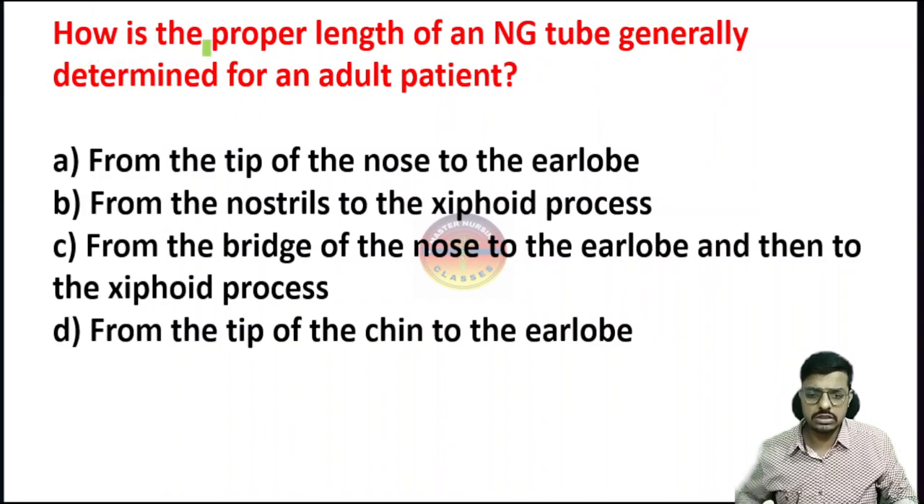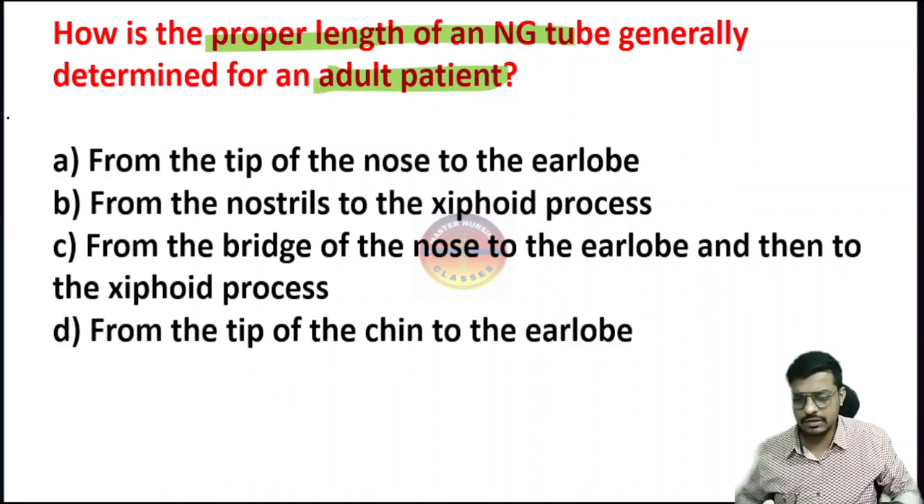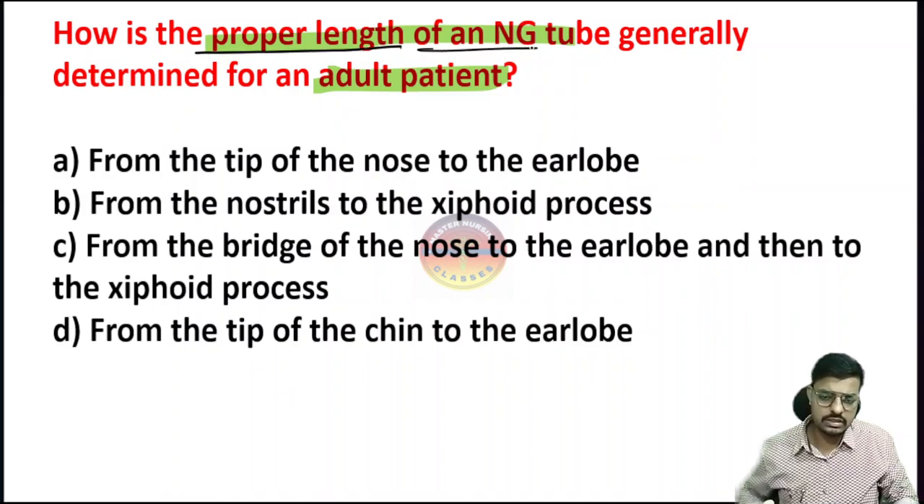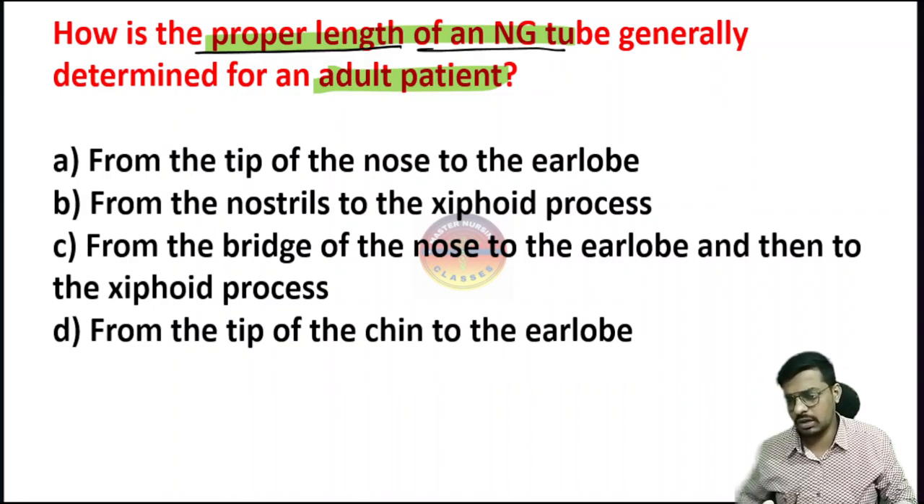Let me go for the next question, which is a most important question. How is the proper length of the NG tube generally determined in an adult patient? We are inserting the NG tube in the adult patient, so what is the proper technique through which we can insert the NG tube? By measuring its length properly. What is the technique we are using here?